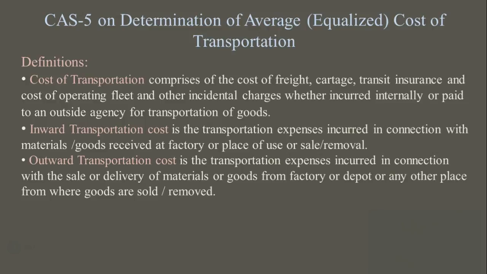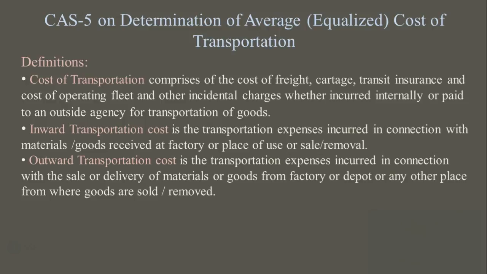And what is outward transportation cost? It is the transportation expenses incurred in connection with the sale or delivery of material or goods from factory or depot or any other place from where goods are sold or removed. In inward, we are transferring goods within the factory, within the company, internally. But in outward transportation cost, we are transferring our goods from the factory to the place where the goods are sold or removed.